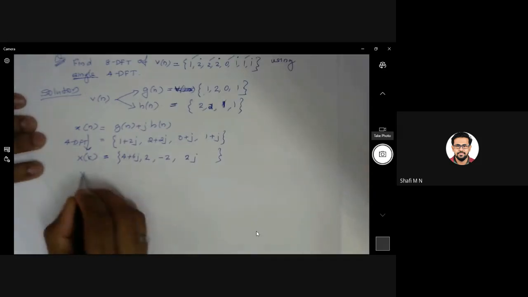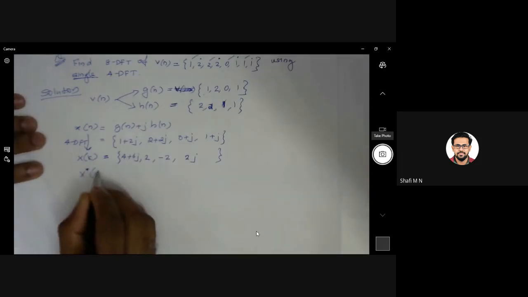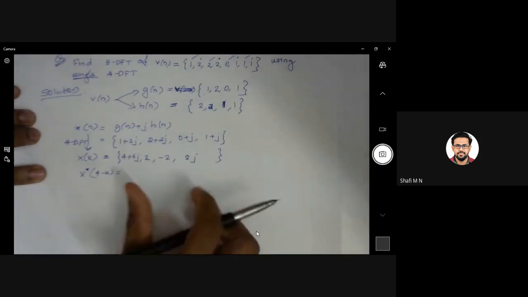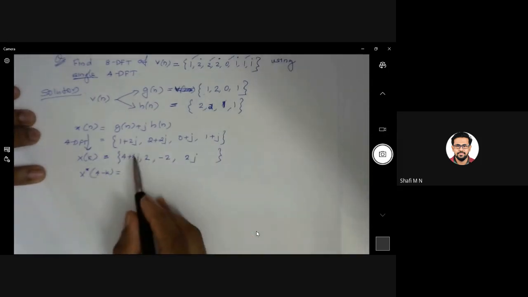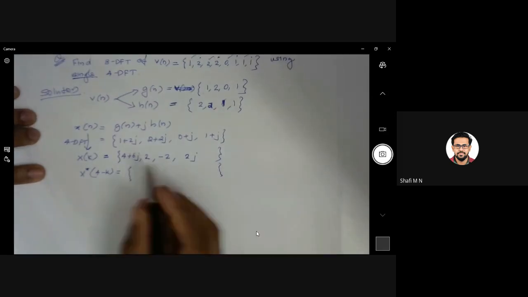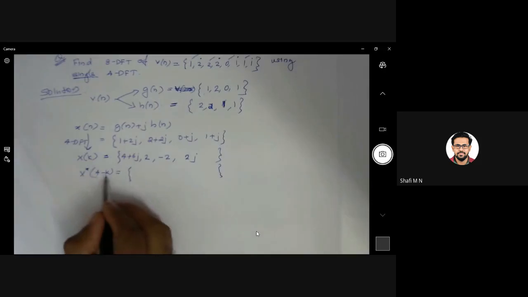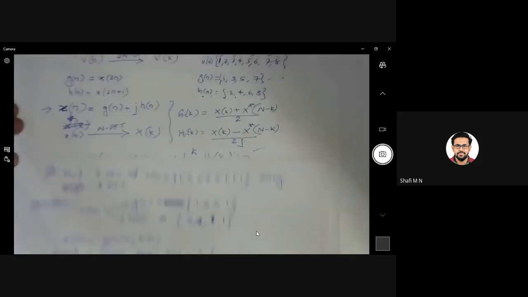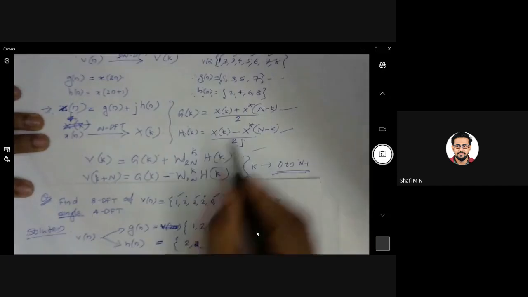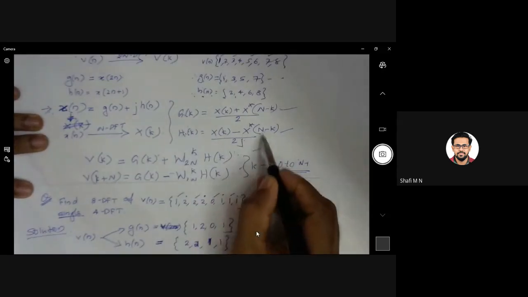Now help me to write X conjugate of 4 minus K. What is the step? You have to take the conjugate. Also, what was the shortcut? Right, copy the first element, then do it in the reverse order. Clear. Next, you need X conjugate of 4 minus K to use this particular equation. These two. So you need X of K and X conjugate of N minus K to do that.